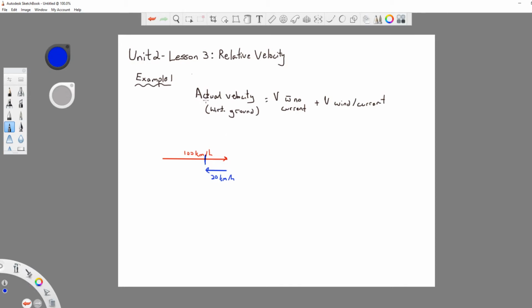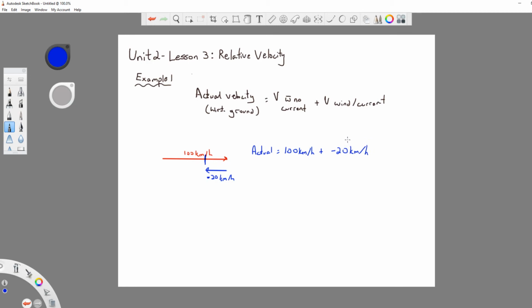All right, we can put this into the formula, actual velocity with respect to the ground. That's what we want to find here. We want to find how fast this plane is actually going. And so actual is going to be equal to the velocity with no current, so 100 kilometers per hour, plus the velocity of the wind, which, if we put it here, is negative 20 kilometers per hour, because it's moving the opposite direction. So plus negative 20 kilometers per hour.